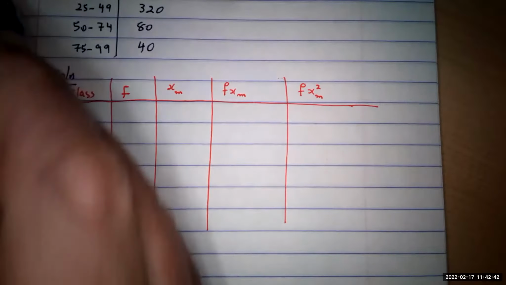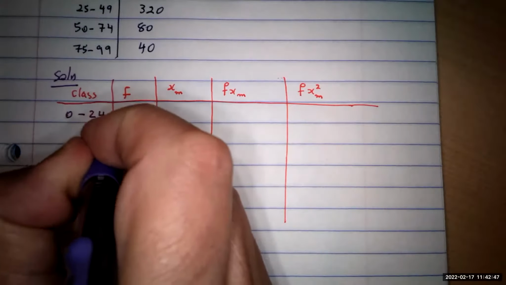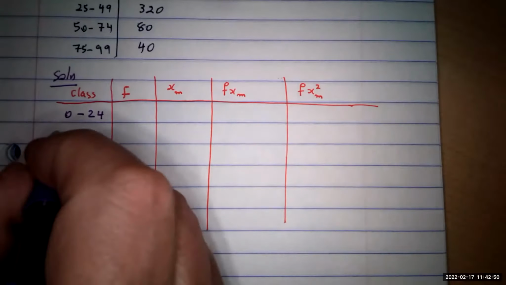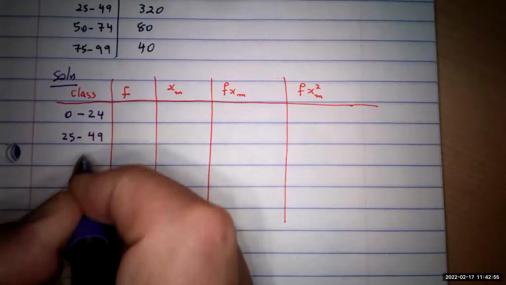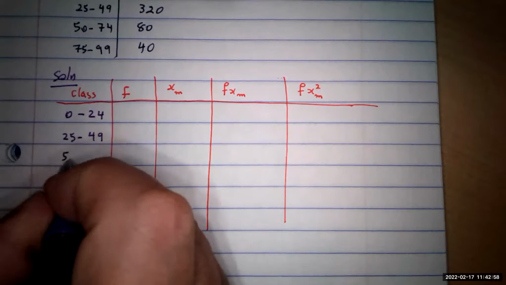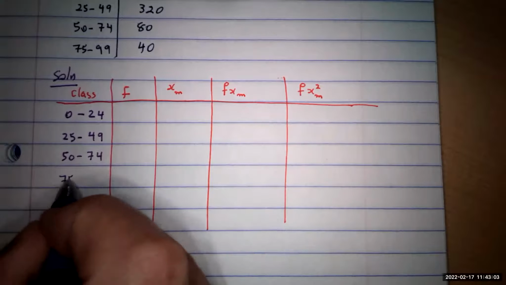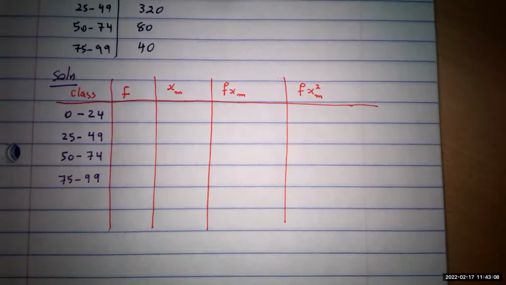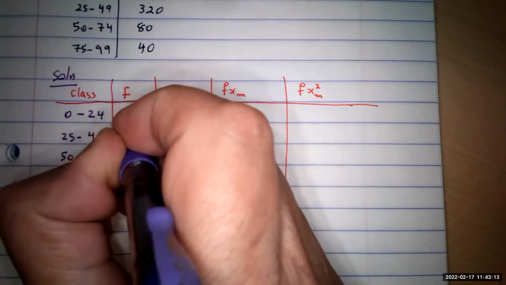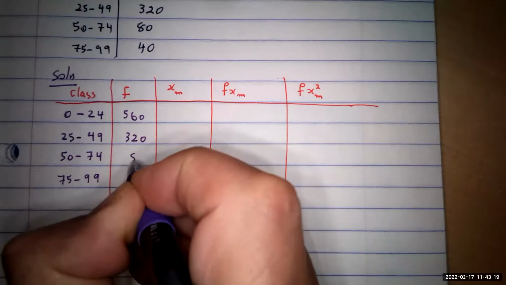The numbers that we have: repeat the classes again here. 0 and 24 for the first class. We have 25 and 49, second class. Then you have 50 and 74. And finally 75 and 99. Okay, the frequency: this is the frequency of 560, the frequency of 320, 80, and 40.